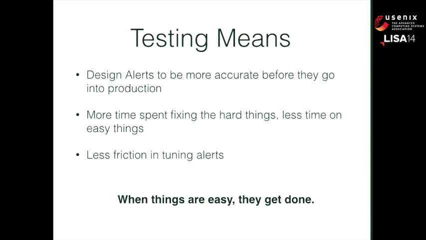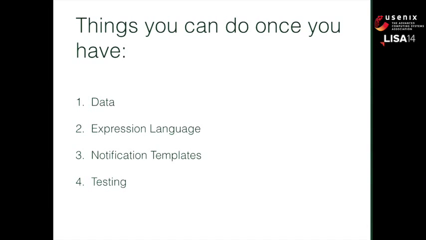Discipline can counteract some of that, but that tends to be human nature. So once you have the four things I talked about, data, an expression language, notification templates, and testing, what are some of the things you can do?